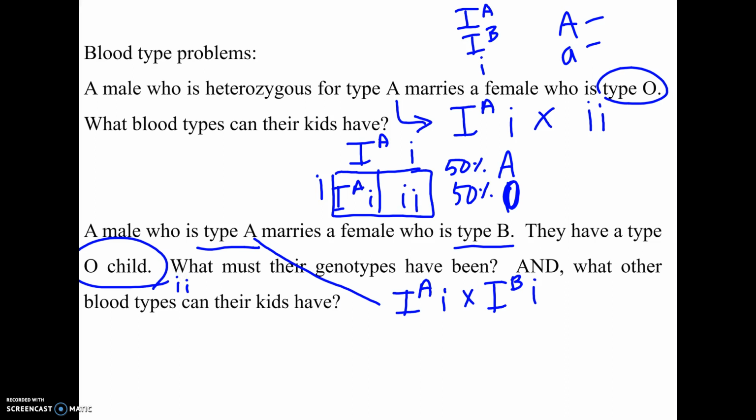They give you little pieces of information. They want to see if you can put it together. All right, so if we do a Punnett square of this, IA little i, IB little i, usually in blood type crosses, they don't ask you for the genotypes and phenotypes.